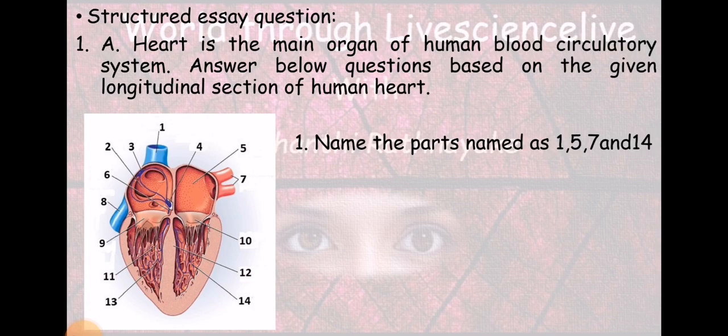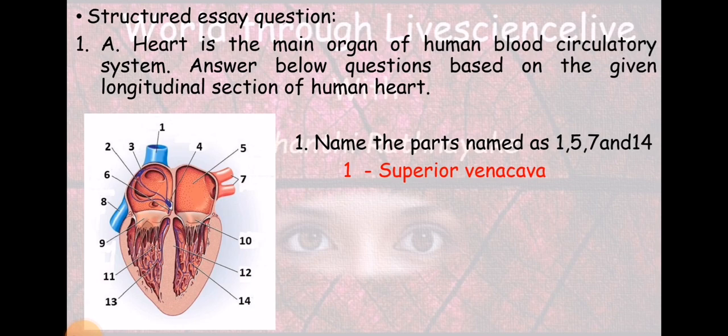I have given you a longitudinal section of our human heart and have numbered several parts. So in the first question I'm asking you, name the parts numbered 1, 5, 7 and 14. Let's see what is part 1. Yes, as you all know, part 1 is the superior vena cava.